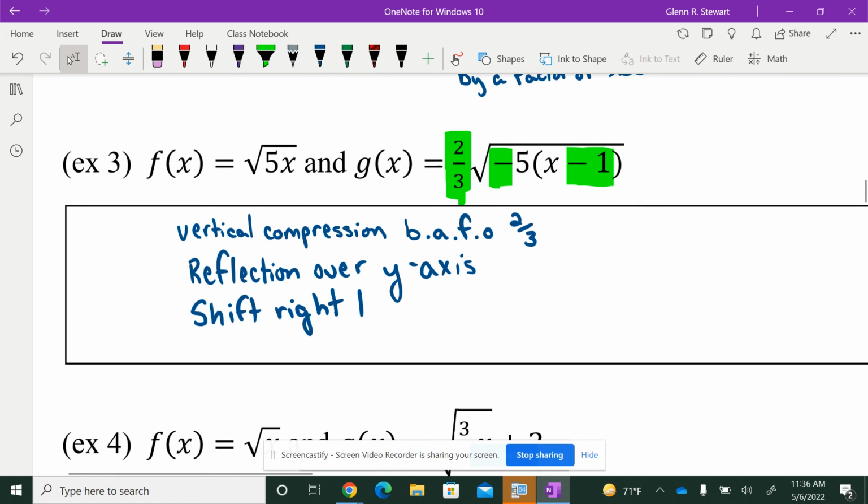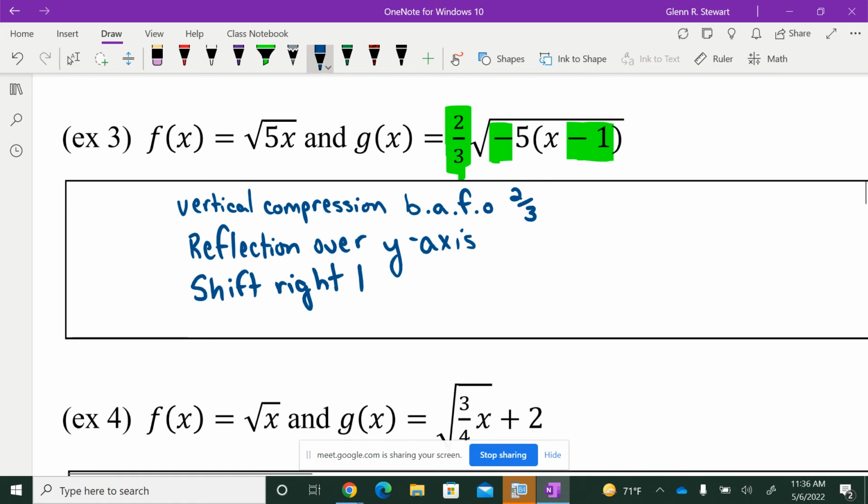I'll leave that up there for a second, and if you guys have any questions, otherwise I'm going to move on to example number 4, because I want to show you what a horizontal.